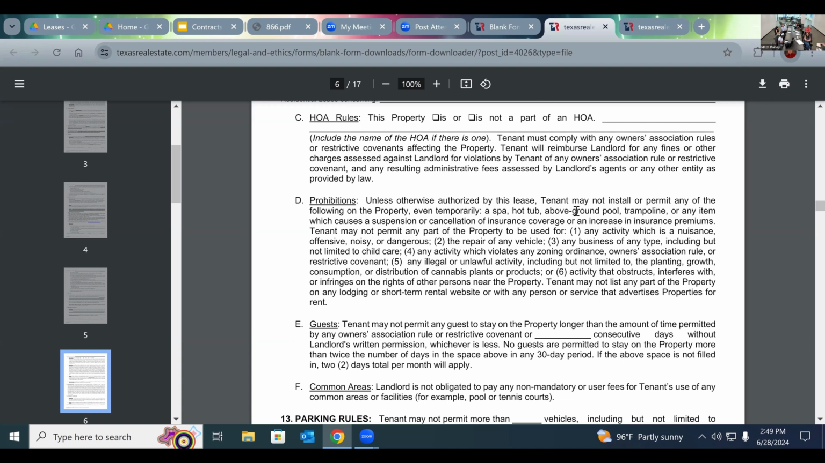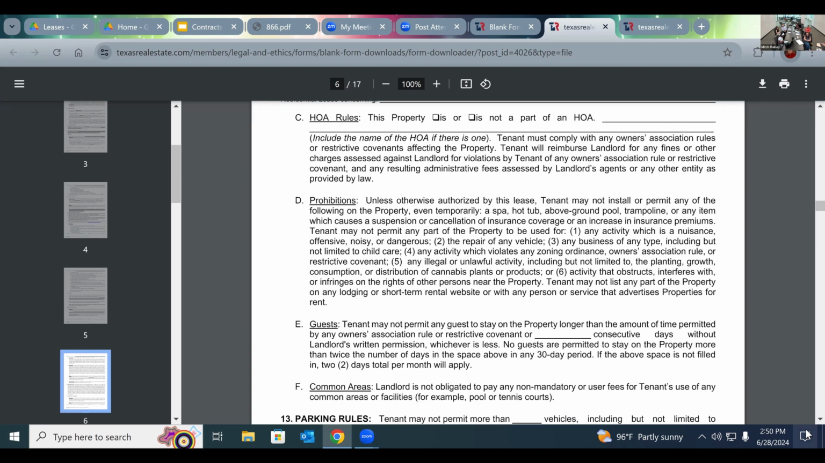Prohibitions. Hot tubs, spas, above-ground pools, trampolines, anything that would cause cancellation or suspension of their homeowners insurance. Any activity which is a nuisance, repair vehicles, any business type, including but not limited to childcare. Any activity which violates zoning ordinances or the homeowners association. Any illegal or unlawful use, can't do that.